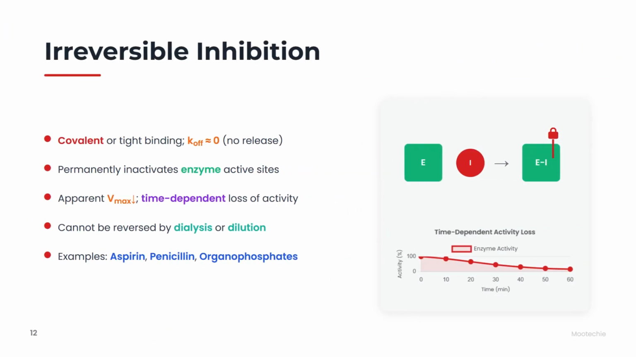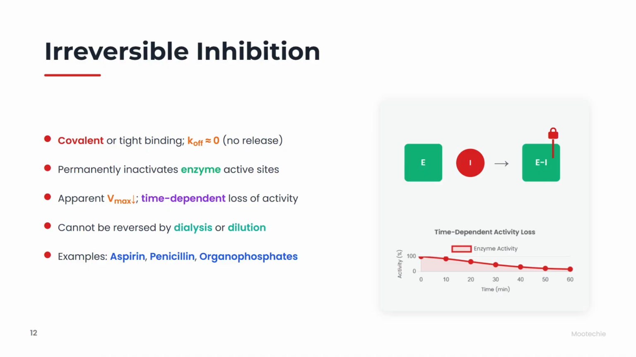Coming up, we discuss irreversible inhibition. This involves covalent or extremely tight binding with essentially no release of the inhibitor. It permanently inactivates the enzyme's active sites. We see an apparent decrease in Vmax over time as activity is lost time-dependently.